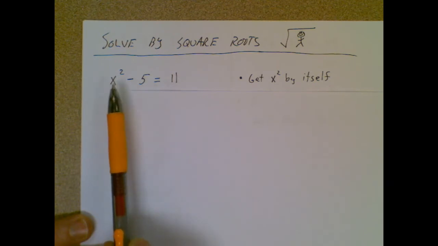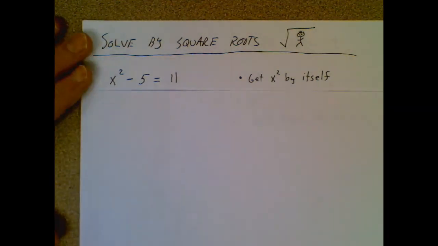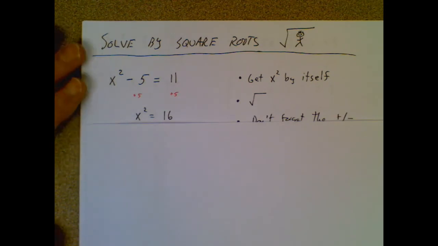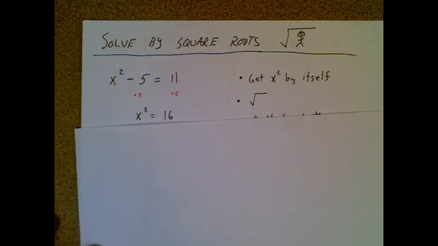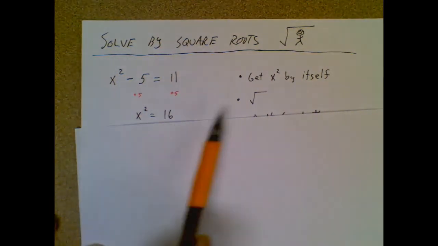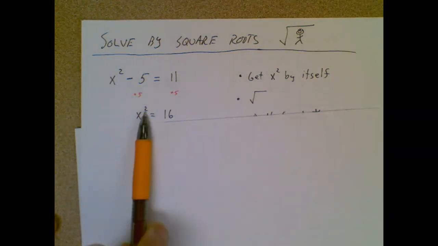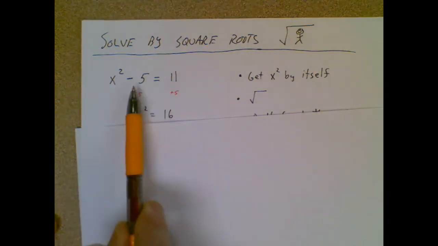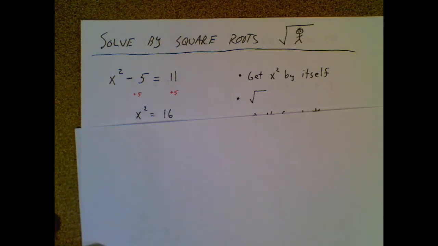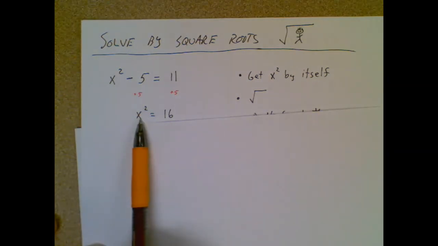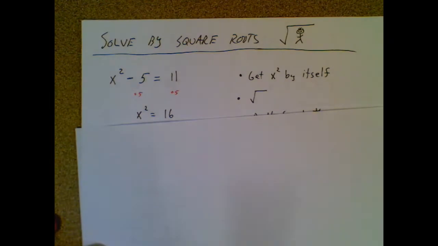So I need x squared by itself, which means I need to get rid of the minus 5, which you know means plus 5. So I get x squared equals 16. So I've gotten the x squared by itself. Now I need to square root, because the square root is the enemy of the squared. Just like addition defeats subtraction, multiplication defeats division, square rooting defeats or is the inverse operation of x squared.